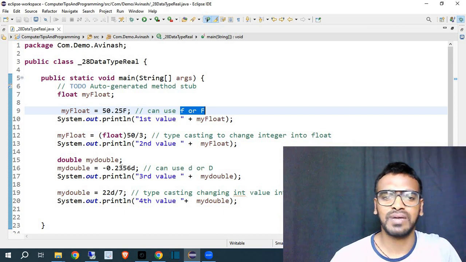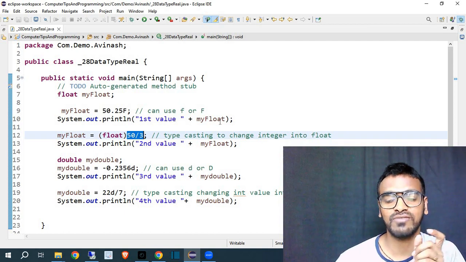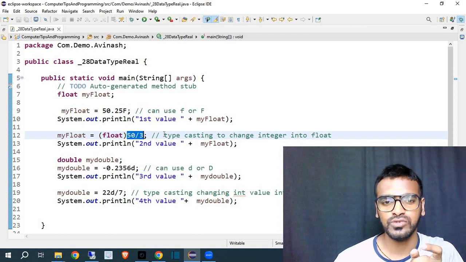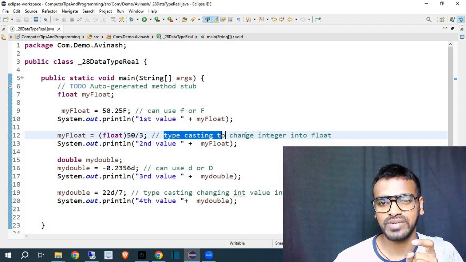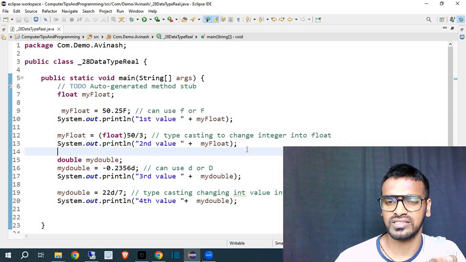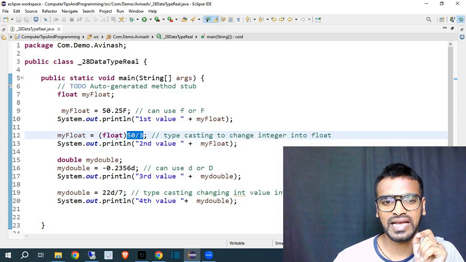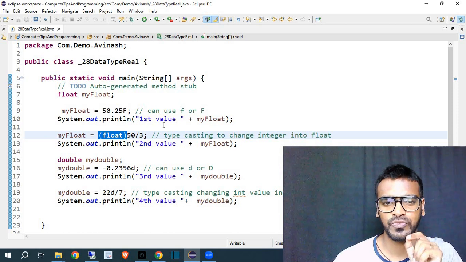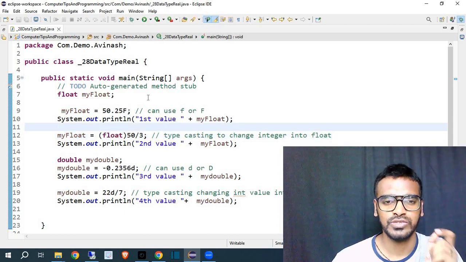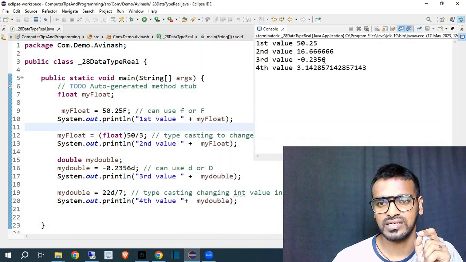And here we have passed values for a fraction also. How can you pass your value for a fraction, and what is the meaning of writing it here? You can see in the comment line I have written typecasting to change integer into float. What this means we are going to understand. You can see in the fractional part I have written float in brackets. If you run this, you need to see what the value is. So let's run and see.